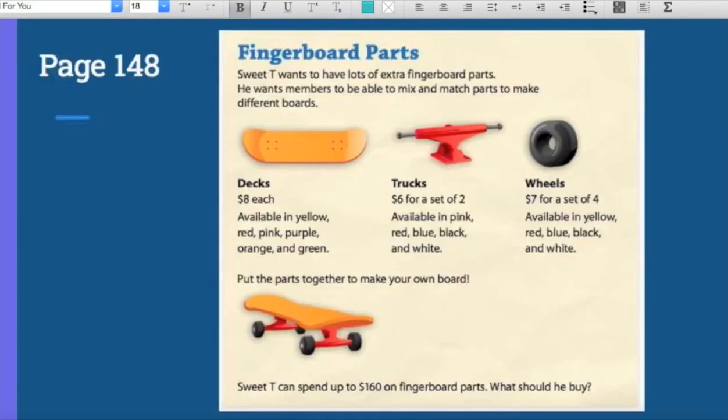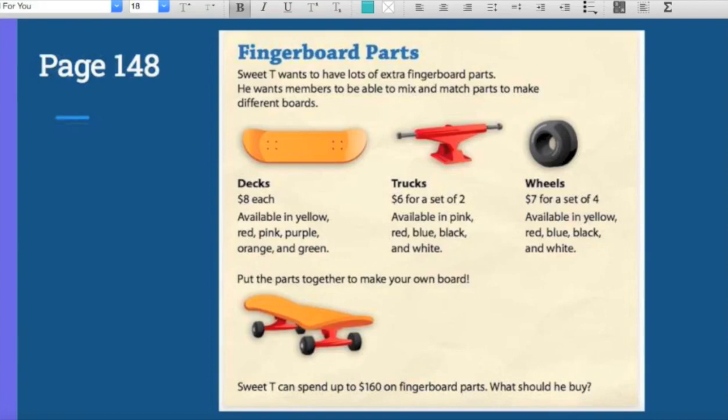After you have solved that task, they're going to go on to a new task for you. It's very similar to the last one, but this will help you understand it a little bit more. We've got page 148, and we're going to look at fingerboard parts. Sweet Tea wants to have lots of extra fingerboard parts. He wants members to be able to mix and match parts to make different boards.